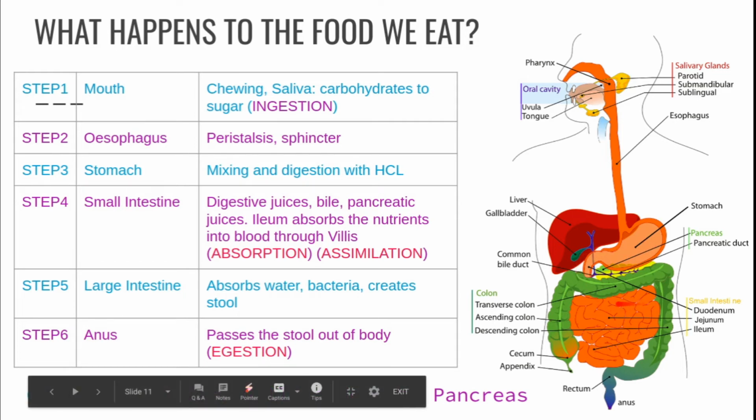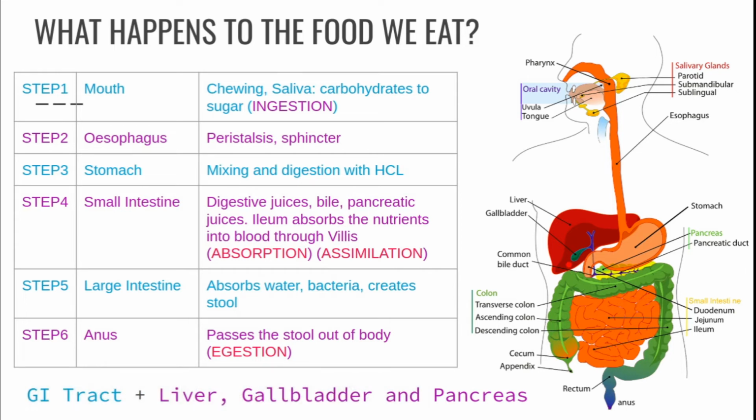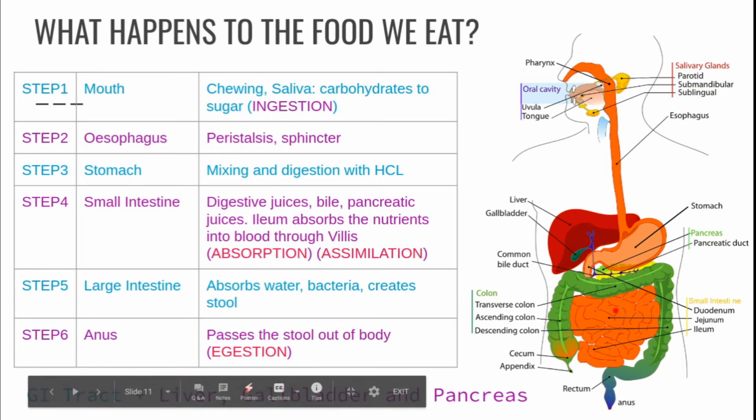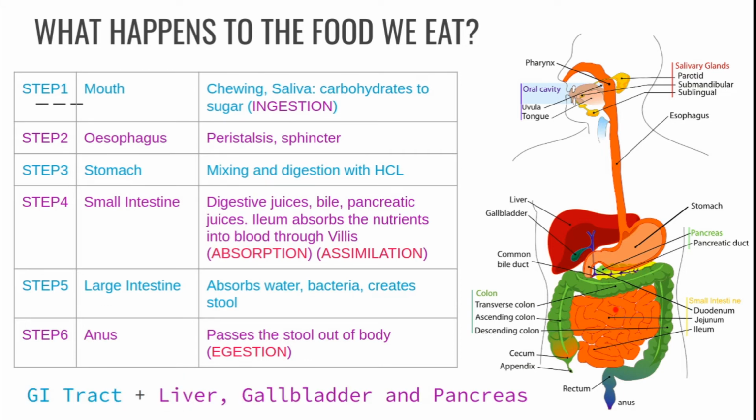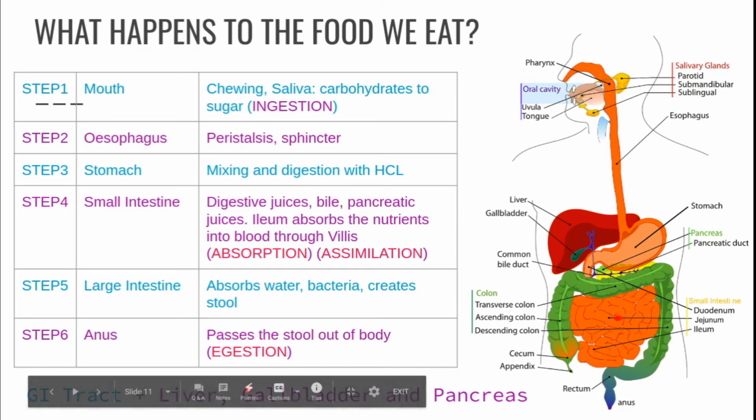Now once it reaches the small intestine, the gallbladder pumps in the bile juices, the pancreas pumps in the pancreatic juices, and the small intestine also generates some digestive juices. So once the food passes through the small intestine, it is almost thoroughly digested, or we can say that all the complex nutrients have been converted into simpler forms.